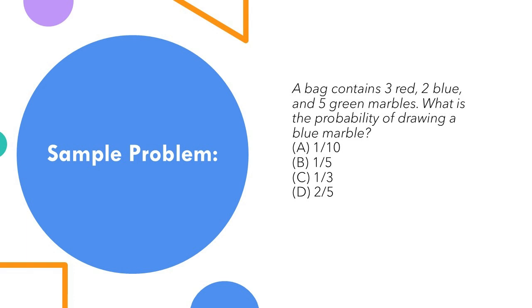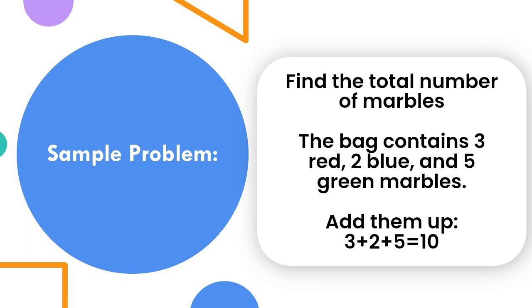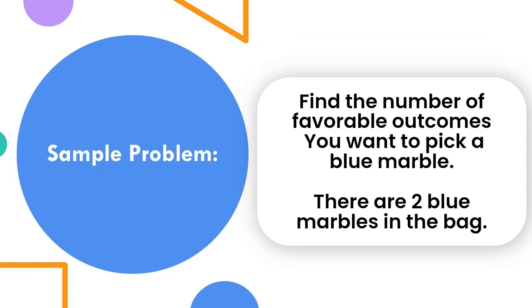Let's break this down step by step. 1. Find the total number of marbles. The bag contains 3 red, 2 blue, and 5 green marbles. Add them up: 3 plus 2 plus 5 is equal to 10. So, there are 10 total marbles in the bag. 2. Find the number of favorable outcomes. You want to pick a blue marble. There are 2 blue marbles in the bag.